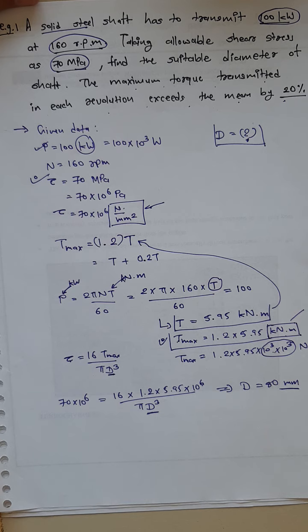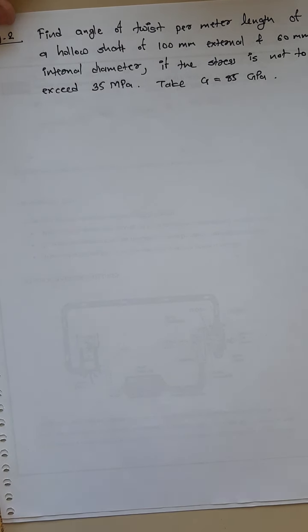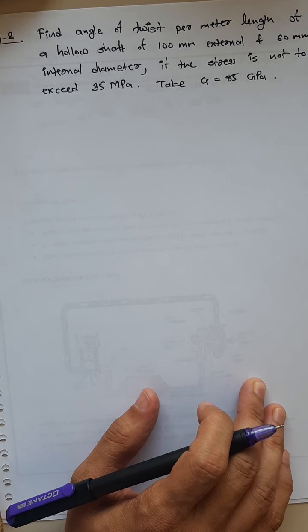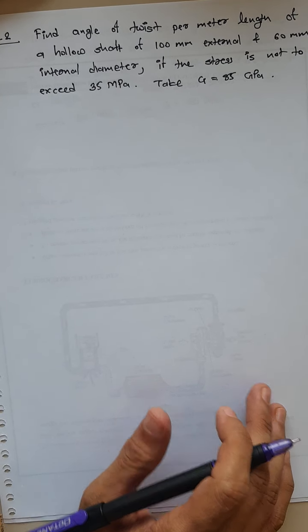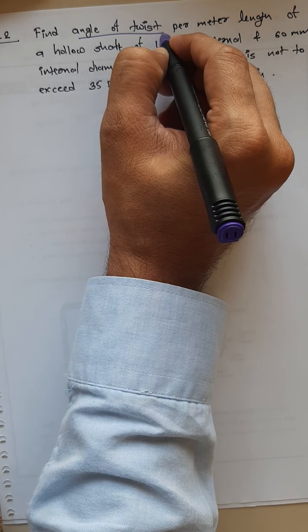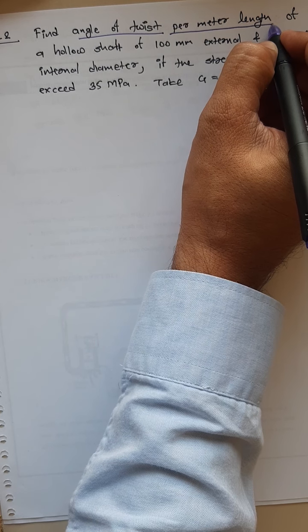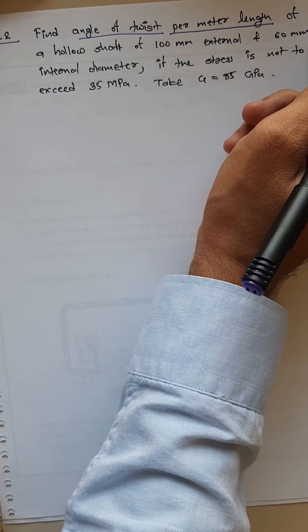Okay, we will have a look at the second one. Just a minute, let me settle it. Okay, so second example: find angle of twist per meter length. Okay, now this can have two meanings.